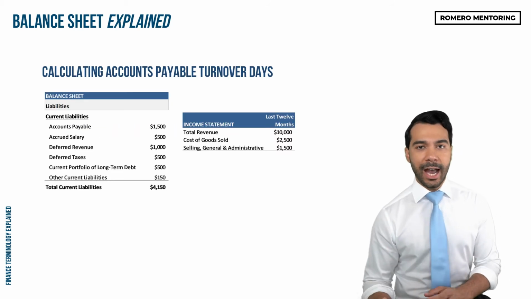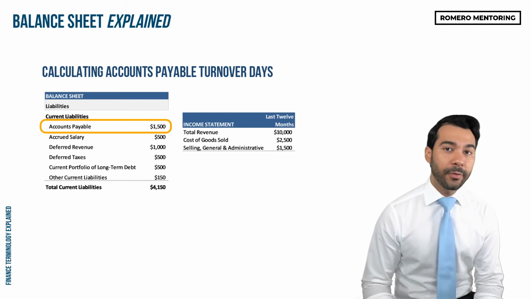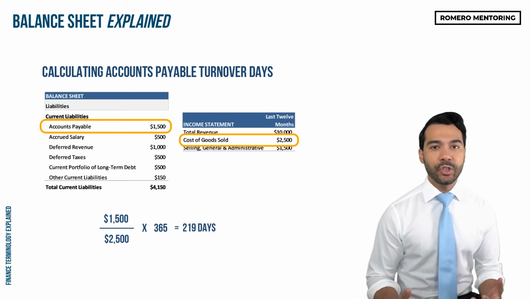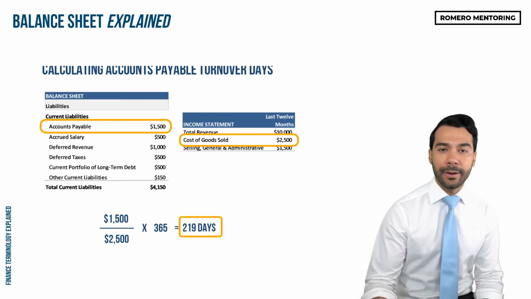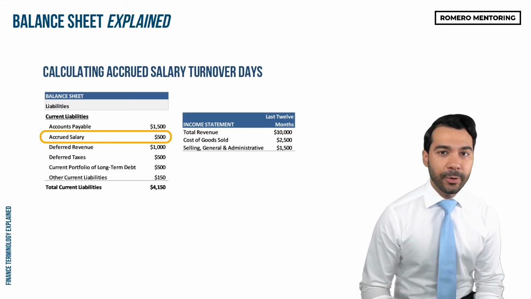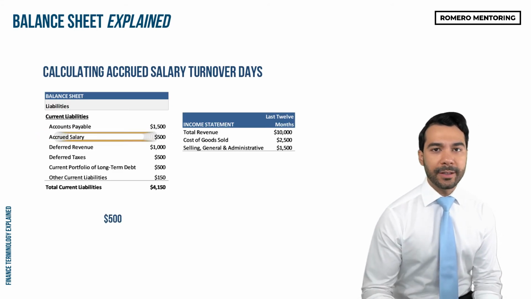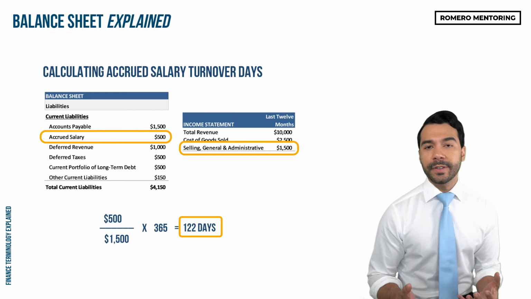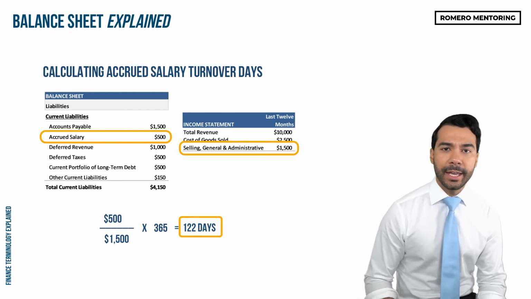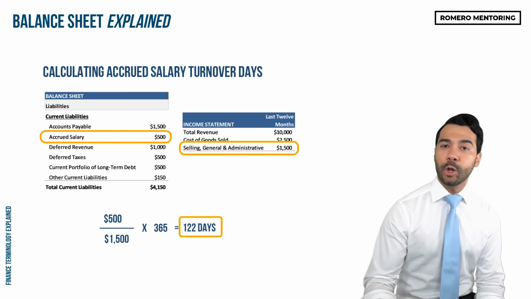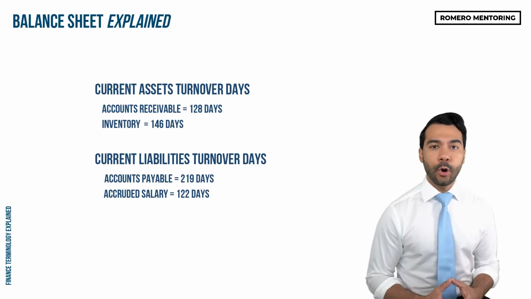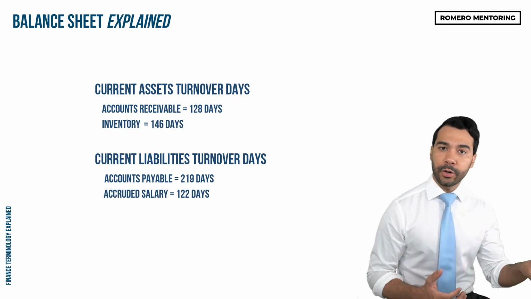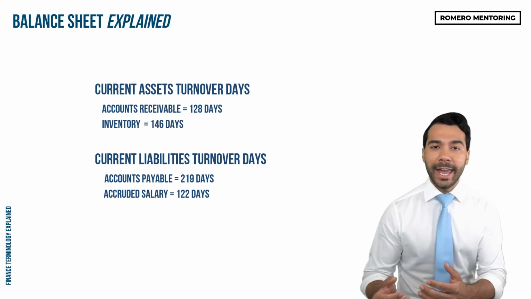On the liability side, for accounts payable, the formula is taking your accounts payable divided by your cost of sales times 365. This tells you how long it takes a company to pay their suppliers. Also, if we look at accrued salary, we would take the accrued salary balance divided by SG&A times 365 days out of the year. What this number tells you is how often the company is paying their liabilities or the employees' salary. Now, these numbers are very important because they tell us how long it takes a company to bring in cash flow from their current assets, or how long it takes a company to pay out their creditors.